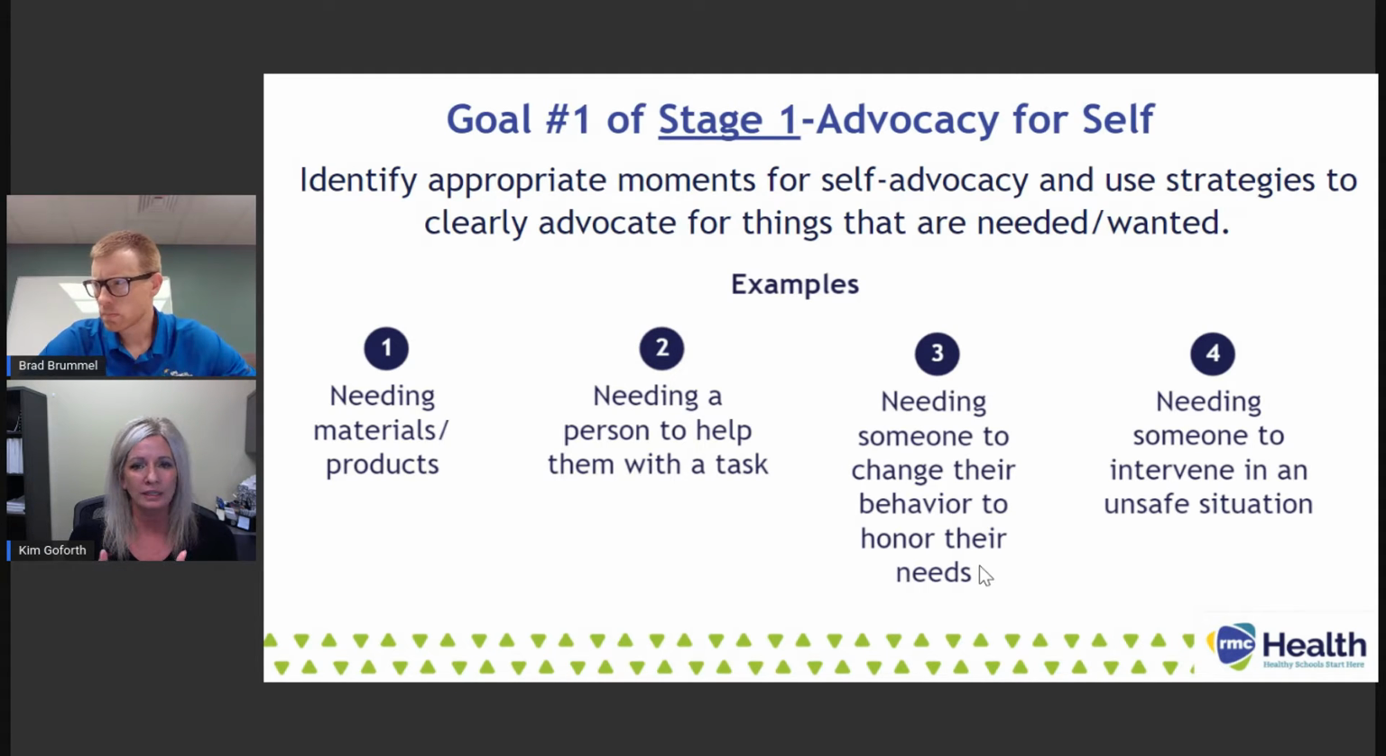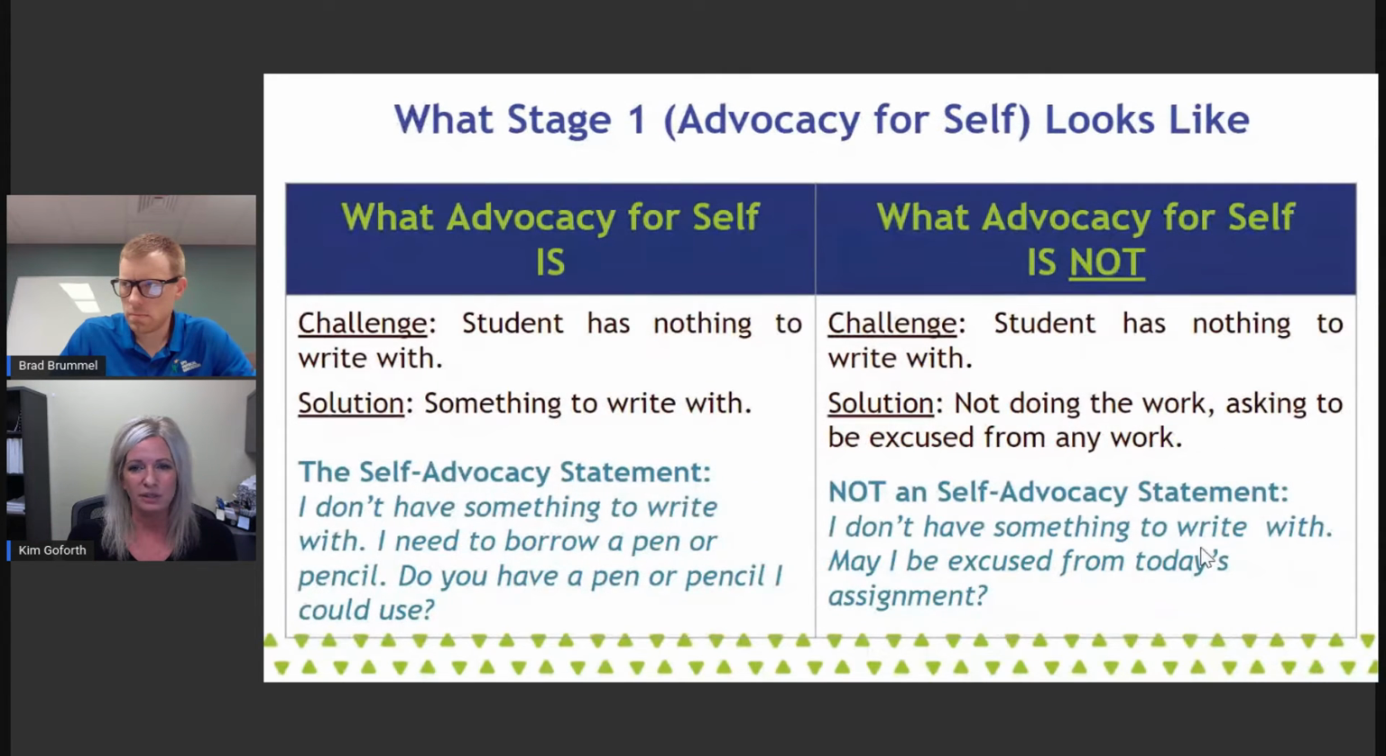And so it's really identifying, when do I need what? You can see some examples here, and they all start with the word needing, be it a material or a product or a person, or maybe it's a change in behavior that they are needing, or again, another person to intervene in some of those safe or unsafe behaviors. So that's the goal of stage 1, advocacy for self.